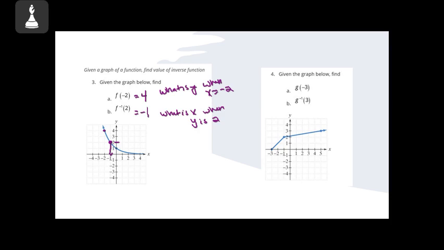Let's try another one here. g of -3. So what is y when x is -3? So x, -3, the graph is right there at 0. For the other one, it's asking what is x when y is 3, because now I have the inverse at 3. So I need to find the y value of 3, and my graph hits that height over here, which is an x value of 5.